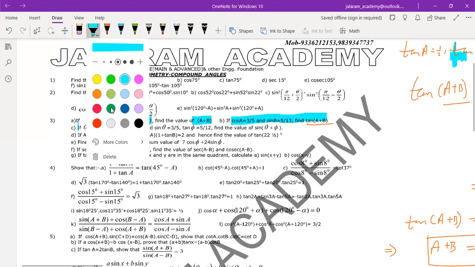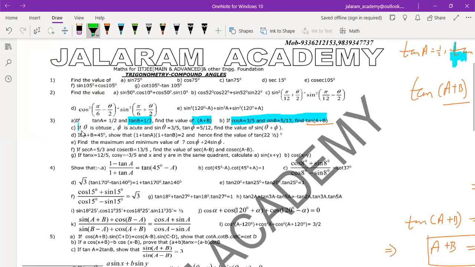Question number 3 is also very important. Please see, theta is obtuse, meaning this time it is already given that theta lies in the second quadrant, as we know that the second quadrant lies between 90 degrees to 180 degrees, and an obtuse angle also lies between 90 degrees to 180 degrees. Again, phi is acute. If phi is acute, it means phi is in the first quadrant. Now sin theta is given 3 by 5, then tan phi is given 5 by 12.